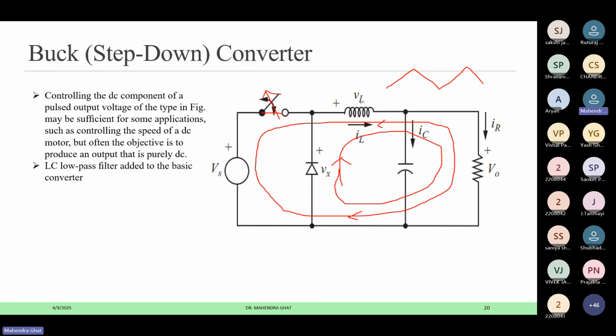Whenever the switch is closed, if you apply Kirchhoff's voltage law to this circuit, the voltage across the inductor will be this voltage minus the output voltage, Vs minus Vo. And whenever the switch is open, this is the path, and if we apply KVL here again, the voltage across the inductor will be minus Vo. So this is the overall basic operation of the buck converter.